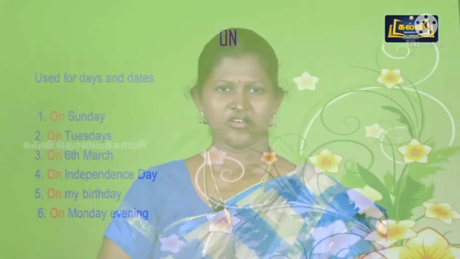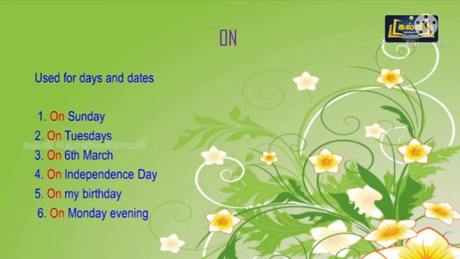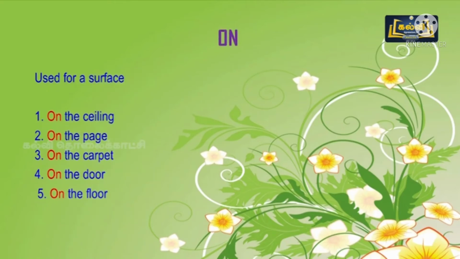Next comes the preposition on. On is used for days and dates. You need not panic about on because it is used for days and dates. On Sunday, on Tuesdays, on 6th March, on Independence Day, on my birthday, on Monday evening. And on is used for a surface. For examples, on the ceiling, on the page, on the carpet, on the door, on the floor.